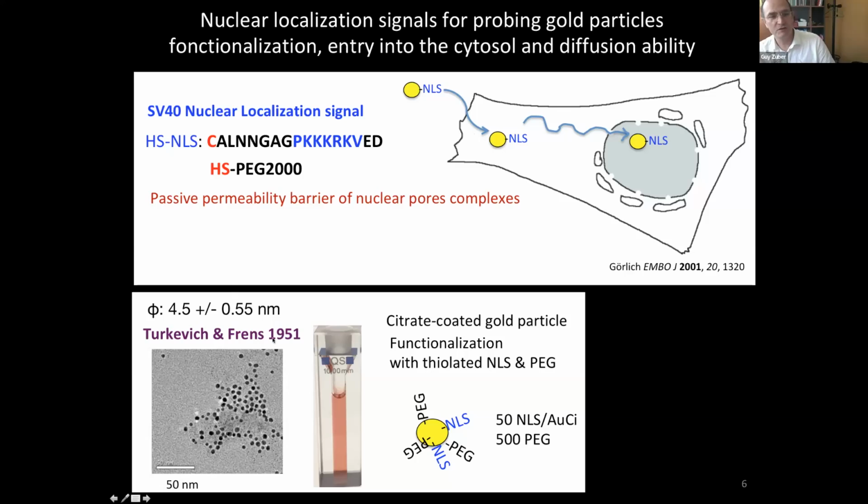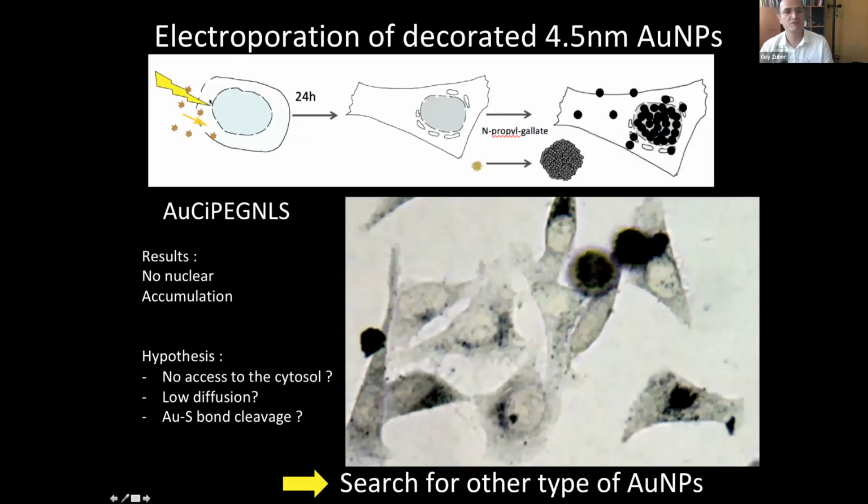So we just made gold particles. We conjugated and linked the peptide using gold-thiol conjugation, coordination. And we also added some polyethylene glycol to reduce the unspecific binding. So we made those gold particles with the peptides equipped with the nuclear localization signal and with polyethylene glycol. Then we electroporated them in the presence of cells. We just waited for 24 hours.